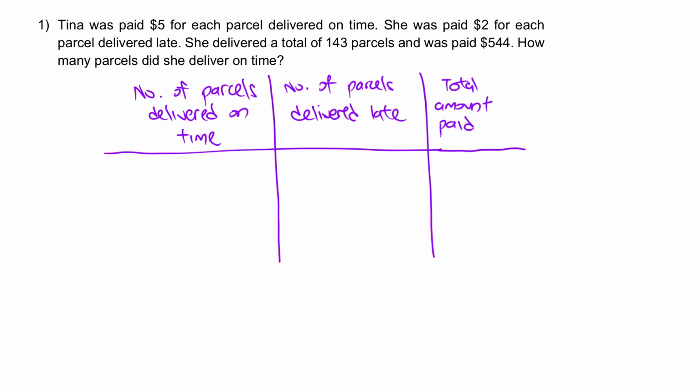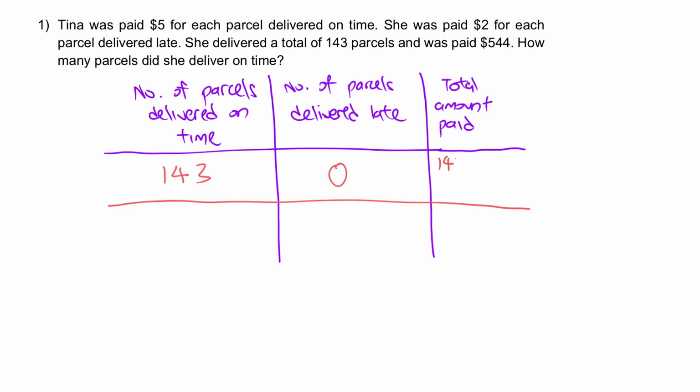Now, what do I mean by assumption method? We just assume all of the parcels to be of one type. It is either you assume all to be delivered on time or we assume all to be late. So for first, let me assume all to be delivered on time, all the 143. What would that mean for the number of parcels delivered late? None. 0.